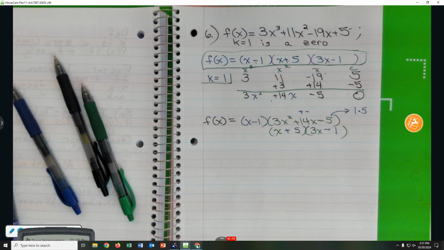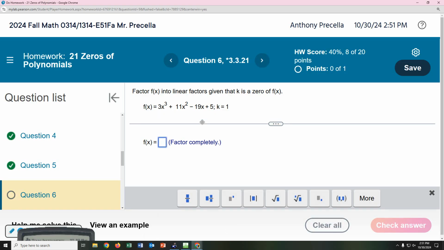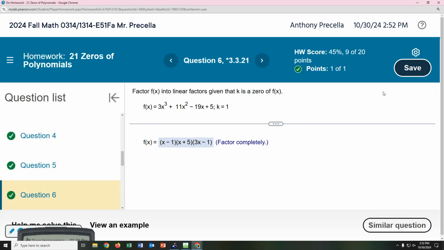So we come over here. They want us to factor it. So x minus 1 and then x plus 5 and 3x minus 1. As long as you have the same thing inside the parentheses, the order of the parentheses doesn't matter. If you wanted to type 3x minus 1 before the x plus 5, you could. The factor that we get from the 0, from the k value, that's always the first one I write. That's just my habit. But there's nothing magical about the order. As long as you have all three same sets of parentheses, your answer is correct. Any questions there?